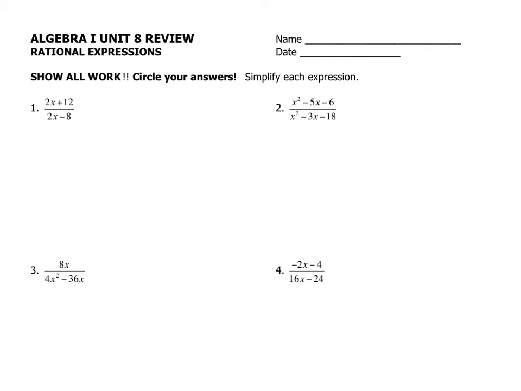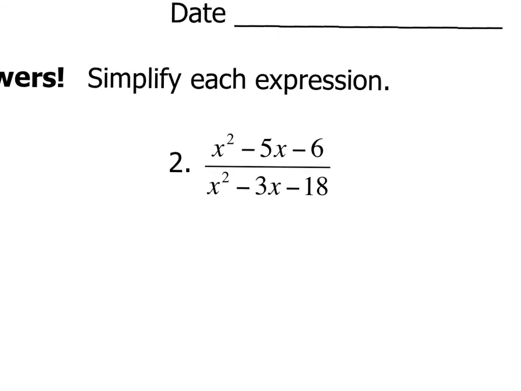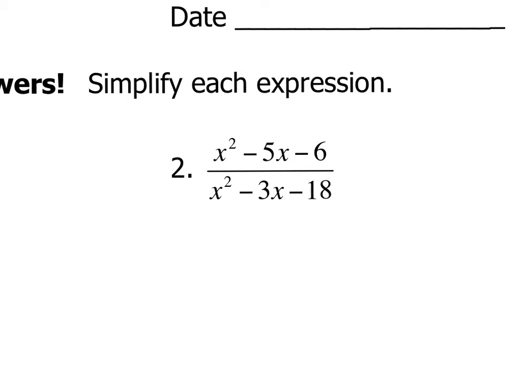So the first one we're going to do is, well, first of all, number one, all you need to do is take out a GCF. Take out a GCF in each one, and then you'll find that some things cancel. In a problem like number 2, you're going to need to do ABC.